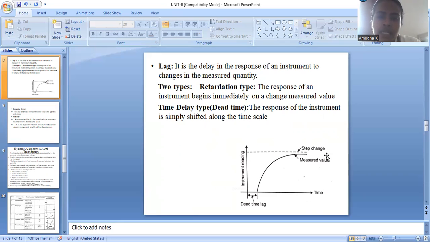In the retardation type, the response of an instrument begins immediately on a change in the measured value. If a change occurs in the measured value, we can identify the change in the response immediately. Next, in the time delay type or dead time, the response of the instrument is simply shifted along the time scale. That is the difference. In the retardation type we can identify it immediately; in the time delay type, the readings are just shifted on the time scale, with no effect on the response.